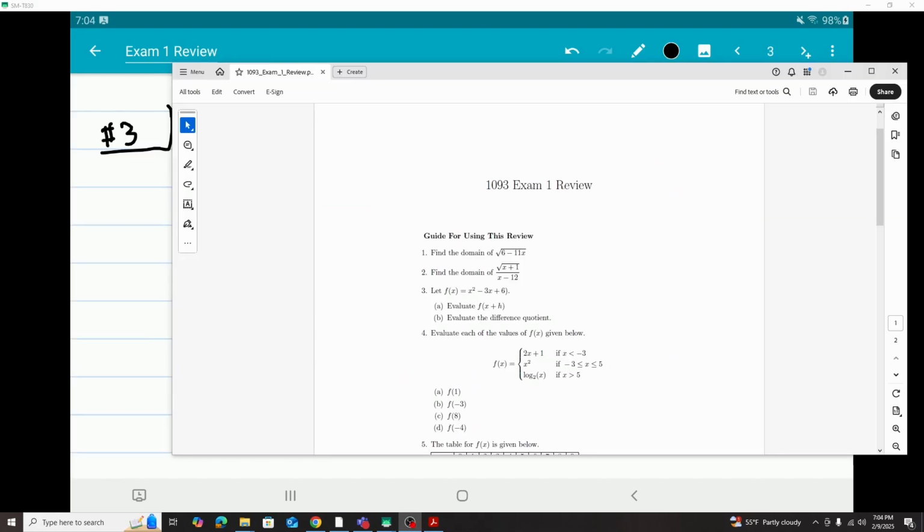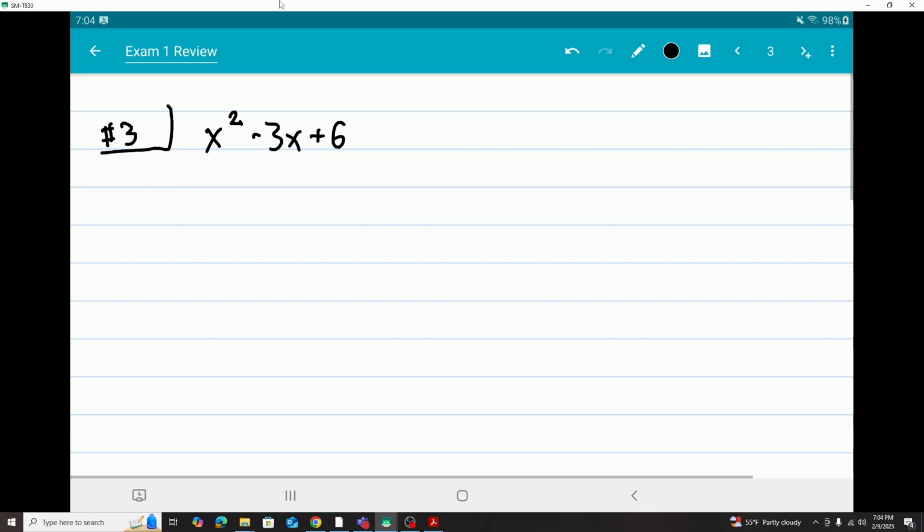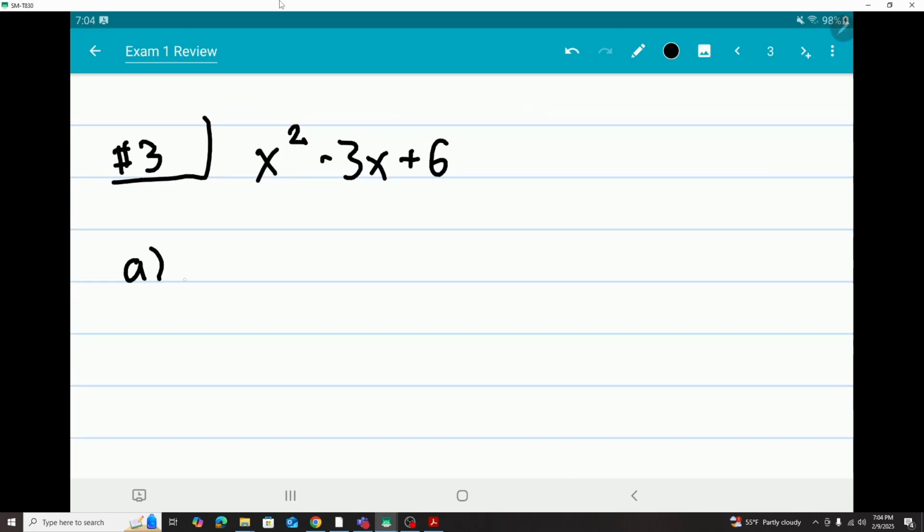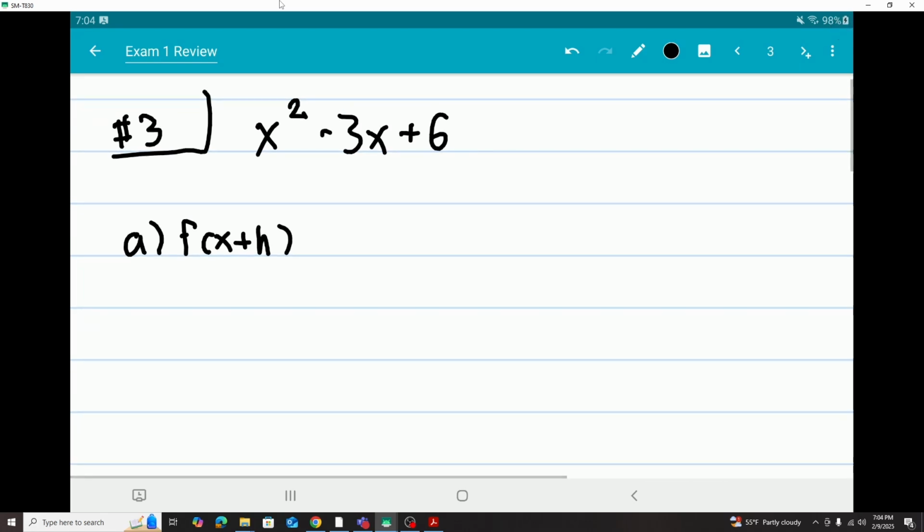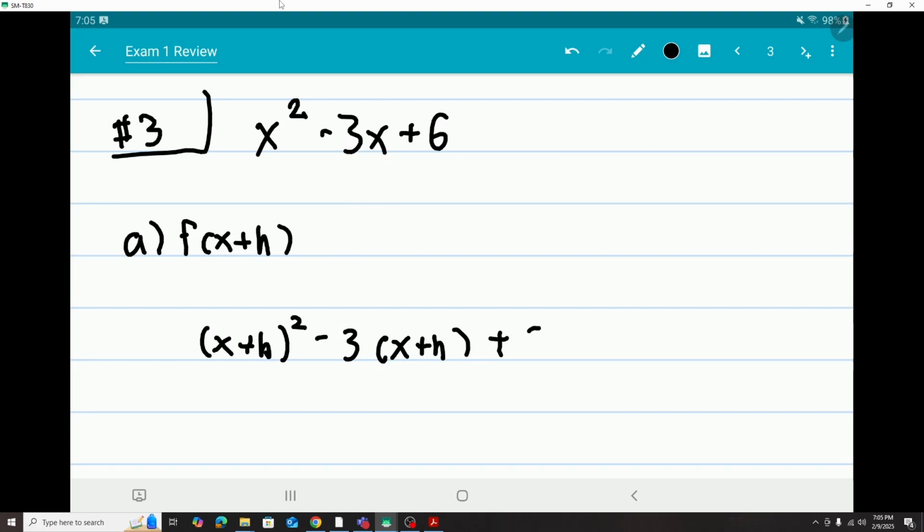Number 3. Here it gives us a quadratic function, x squared minus 3x plus 6. And then part A just says evaluate f of x plus h. So we have, what is f of x plus h? And so here this is making sure that we really honestly know how to plug things into functions. Because here if I plug x plus h into this, I have x plus h squared minus 3 x plus h plus 6.